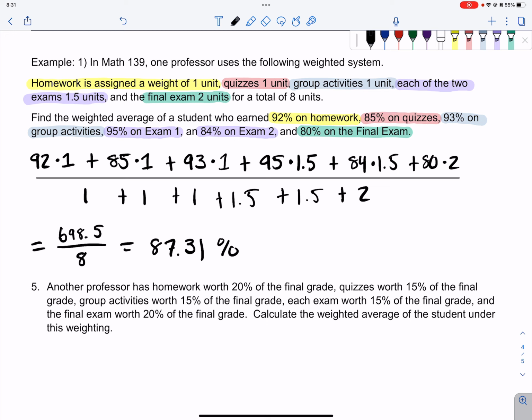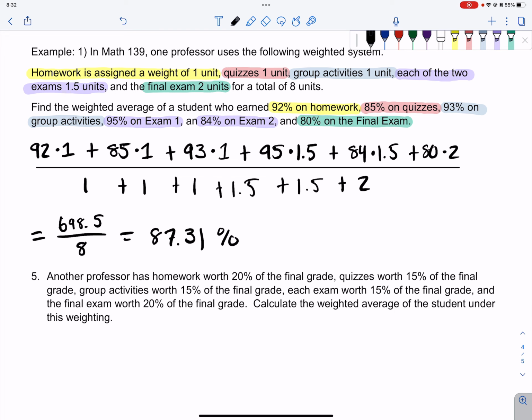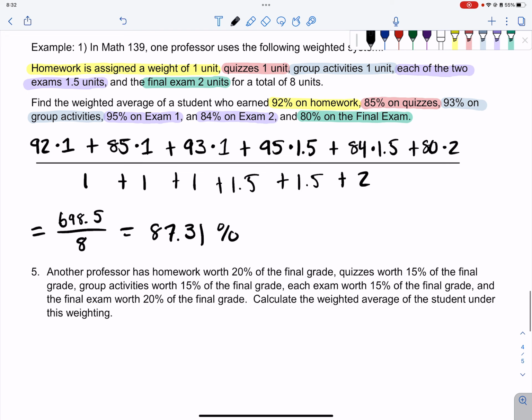So that's an example where a professor uses units as a weight. From my experience in most classes, I haven't seen that method too much, and a lot of times professors use a percent system. That's how I have my class set up. So we're going to work through this. Another example, using the same grades, but with a different grade setup.